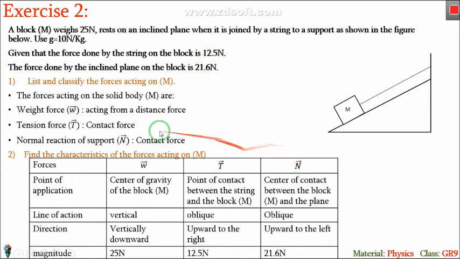The normal force. The point of application of the normal force, as mentioned before, is the center of contact between the block and the plane, which is this point here. This is the center of contact between the block and the plane. The line of action of the normal force is an oblique line. Its direction is upward to the left, and its magnitude is mentioned in the figure, which is equal to 21.6 Newton, since it's equal to the force done by the plane on the block.